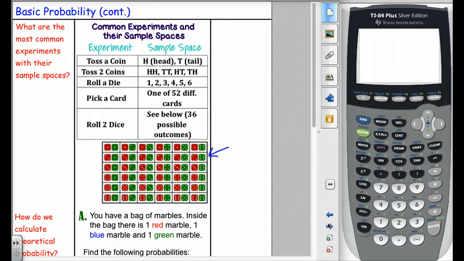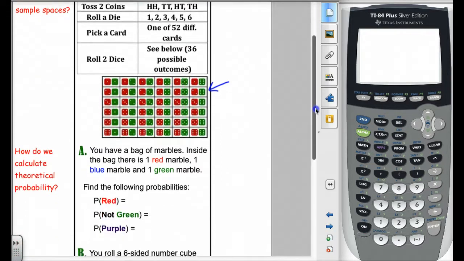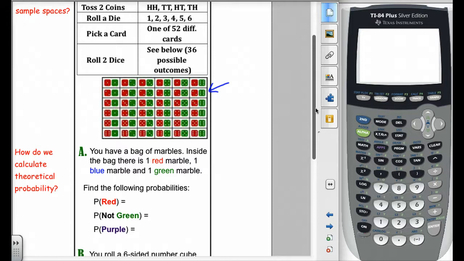So the next thing I want to do is learn how to calculate theoretical probability. So when we look here, we have a bag of marbles. Inside we have 1 red, 1 blue, and 1 green. So we need to find the probability of getting red. Well, I count that there are 3 marbles in the bag, 1 of which is red, which means that the probability of drawing red is 1 out of 3.